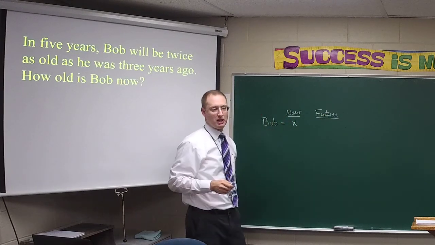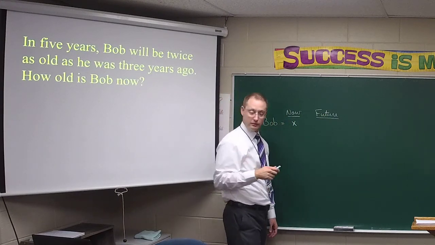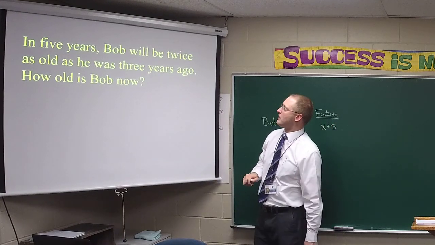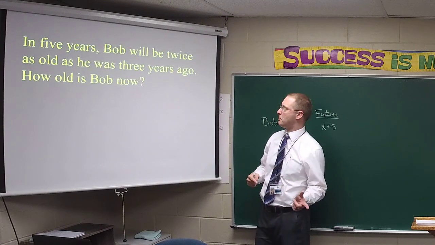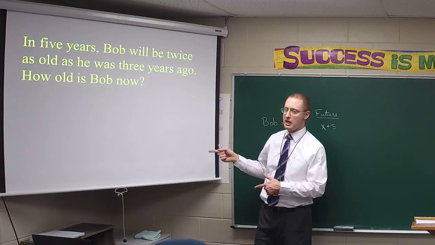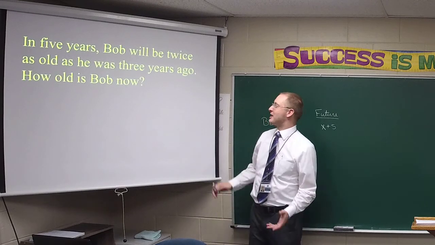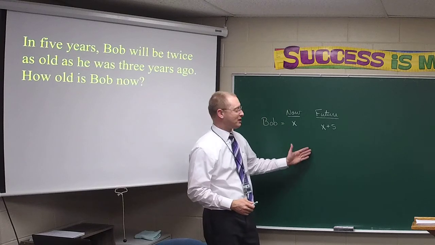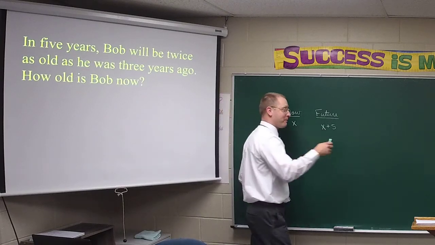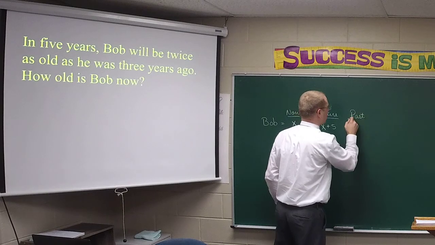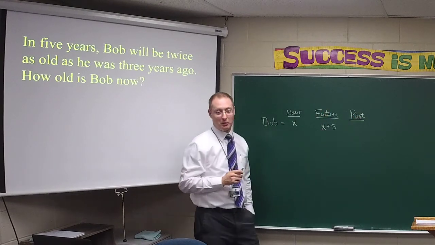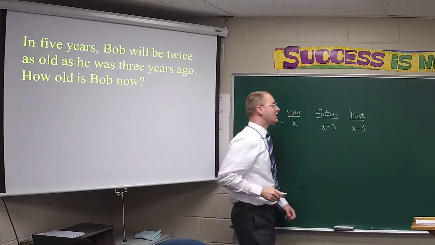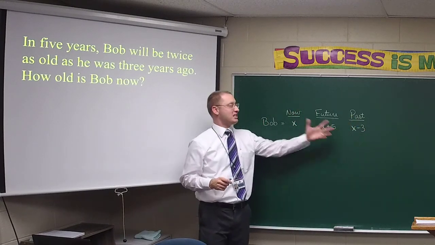How would we represent Bob's age in 5 years, Michael? X plus 5. But then it says Bob's going to be twice as old, and it's not comparing him to anyone else, it's comparing to himself in another time. As old as he was 3 years ago. So we not only have Bob now and future Bob, but we also have past Bob. How would we represent 3 years ago Bob? X minus 3. So we have one unknown represented three different ways here.